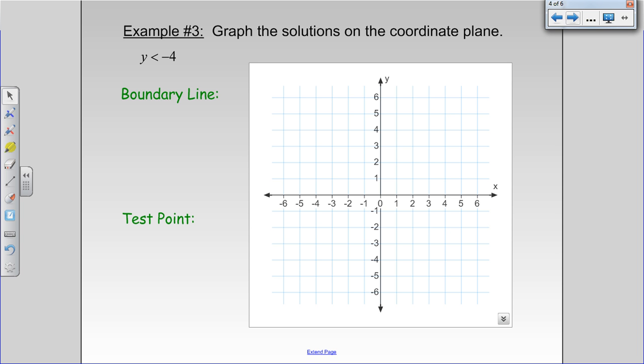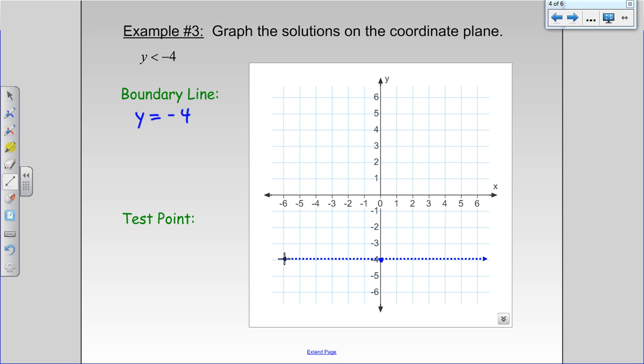For our next example, we'll actually look at an inequality that contains only one variable, but the solutions of these inequalities can also be indicated on a coordinate plane. For example, our linear inequality is y is less than negative 4. This means the boundary line is the line y equals negative 4. And recall that this is a horizontal line passing through negative 4 on the y-axis. Because we have a less than sign, we know that we need a dashed line for our boundary line. We'll draw it here, going through the point negative 4 on the y-axis.